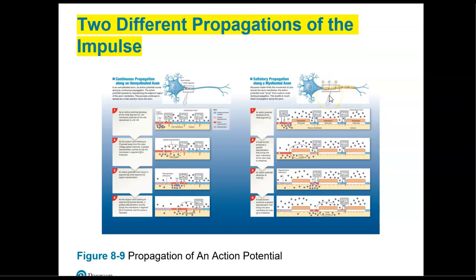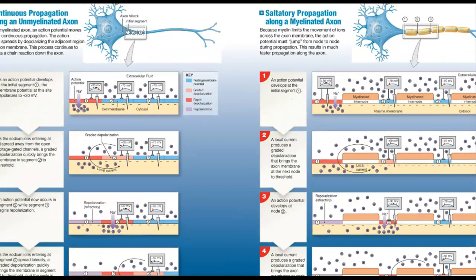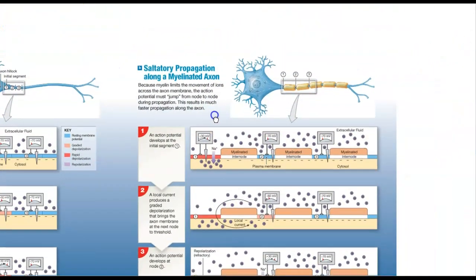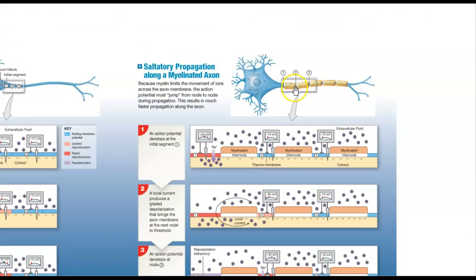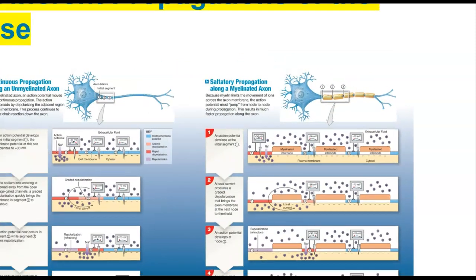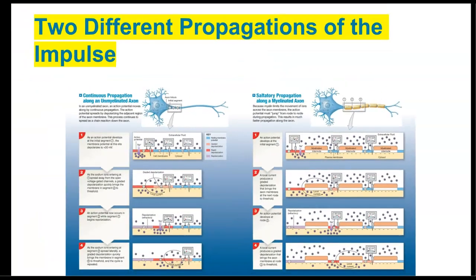And let me blow this up so you can see it better. If you look at the gaps between the myelin, these are called nodes of Ranvier. The conduction is going to go from node to node to node to node, and that's going to happen at a much faster rate than if there wasn't any myelin.